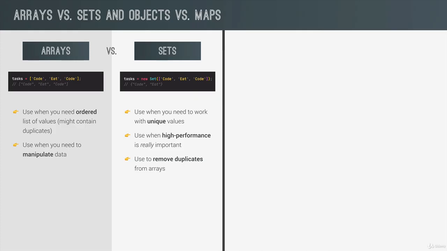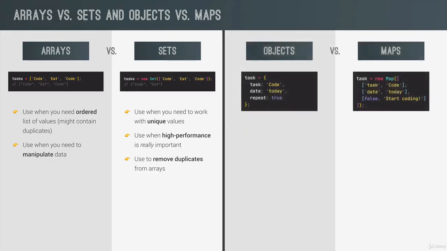Besides that, you can also use sets in situations when high performance is really important, because operations like searching for an item or deleting an item from a set can be up to 10 times faster in sets than in arrays. Now, one great use case for sets is to remove duplicate values from an array, like we already did before. So sets are really not meant to replace arrays, but rather to complement them whenever we are dealing with unique values.